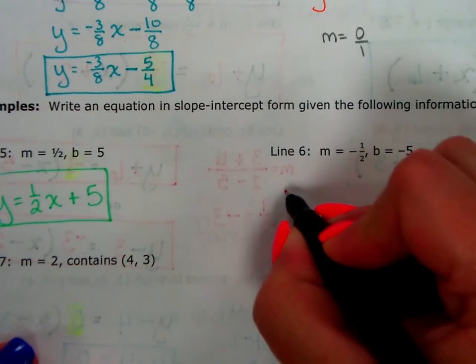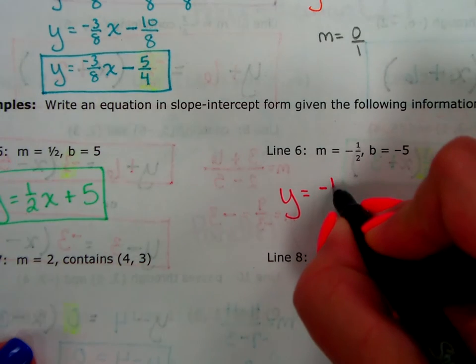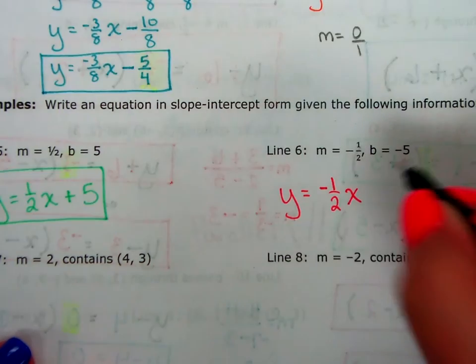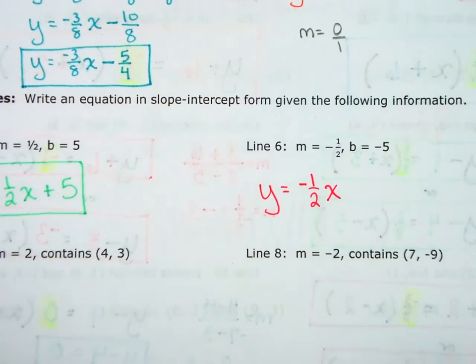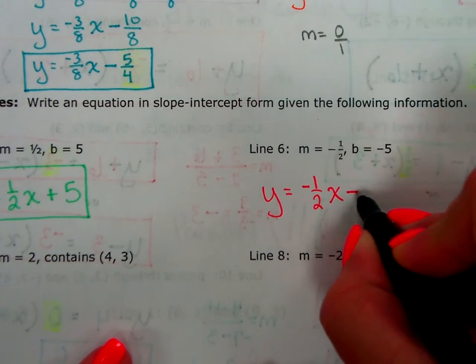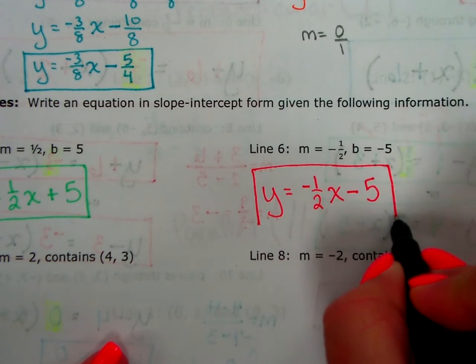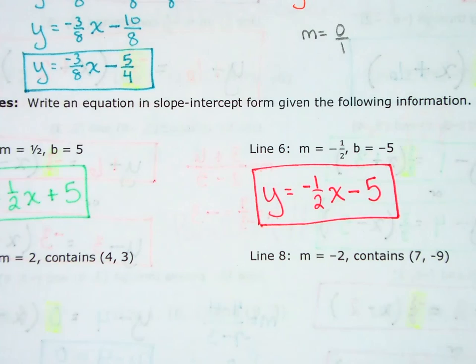Number 6, they gave me the m, they gave me the b. So y equals, what's my m? Negative 1/2. X plus b, what's my b? Minus 5. Yeah, should I put plus a negative 5? No, because we want to simplify it. So I'm going to just put minus 5.